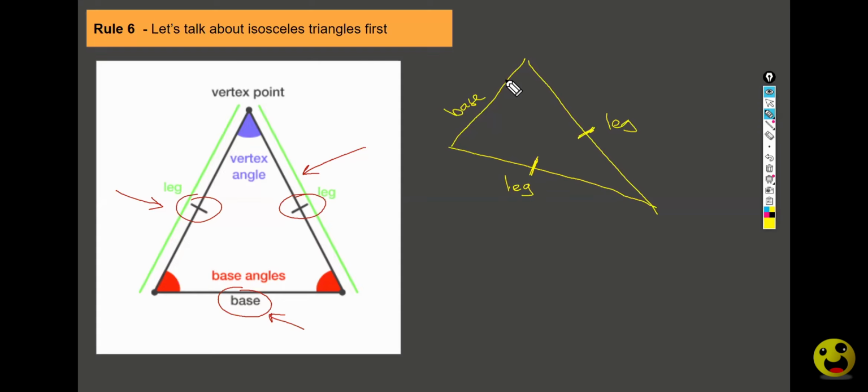So the base doesn't always have to be on the ground, because I know in English, base means underneath or on the ground, right? But that's certainly not the case. And in an isosceles triangle, you have to be very, very careful. The two angles touching the base are always equal to each other. So these two pink angles are equal to each other, and in my original diagram, these two angles are always equal to each other.